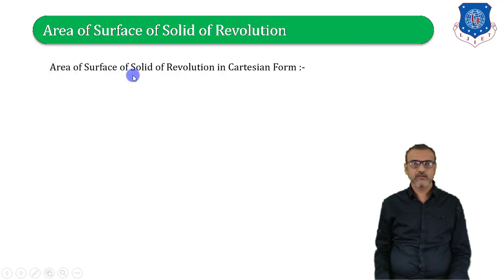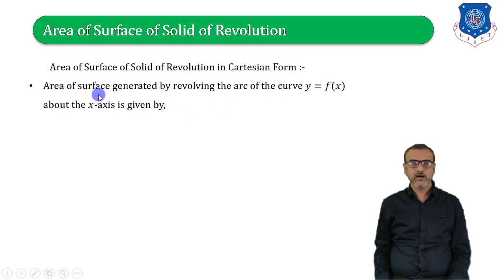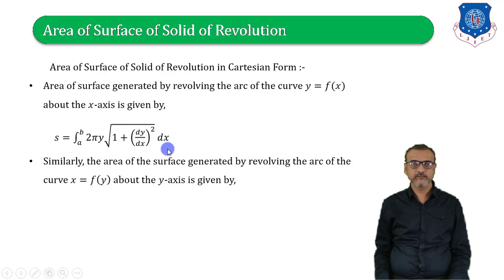Now we will see how to find out area of surface of solid of revolution. First of all, we will see it in Cartesian form. The area of surface generated by revolving the arc of the curve y equals f of x about the x-axis is given by s equals integration from a to b 2 pi y square root of 1 plus (dy by dx) the whole square dx.